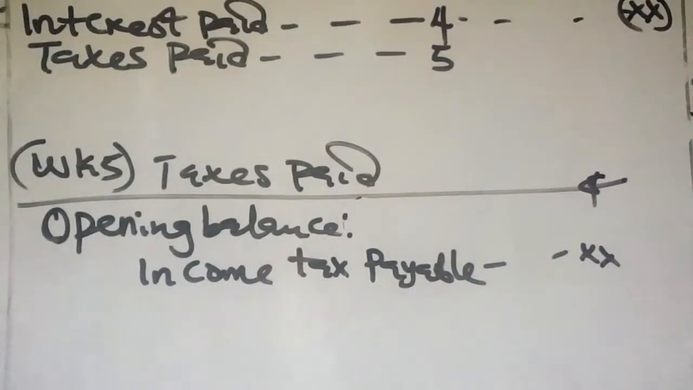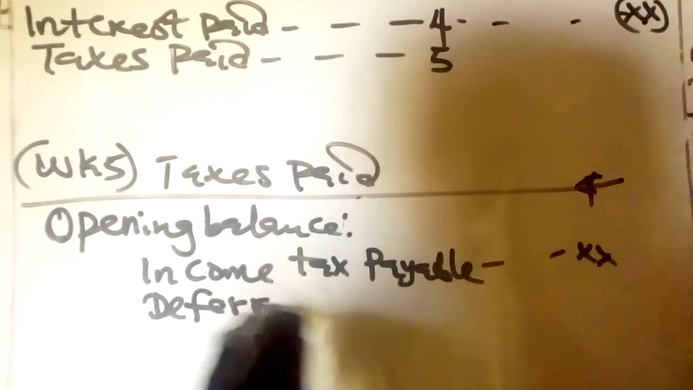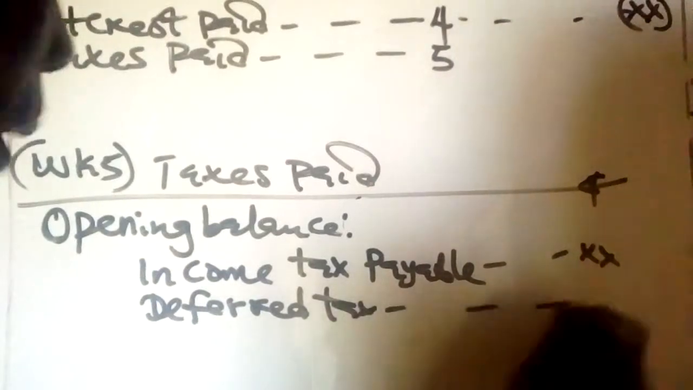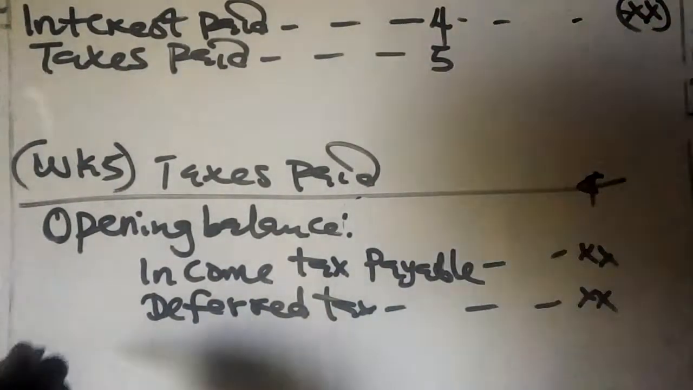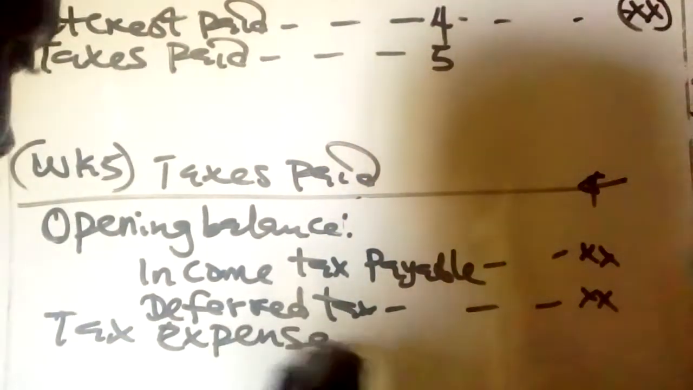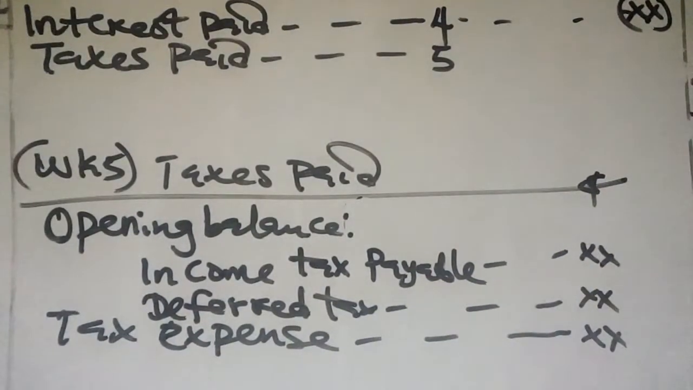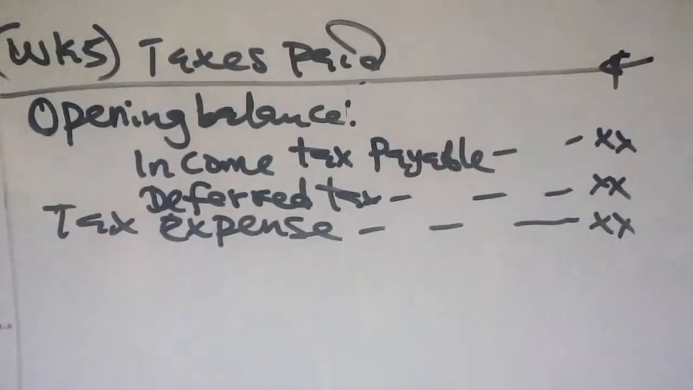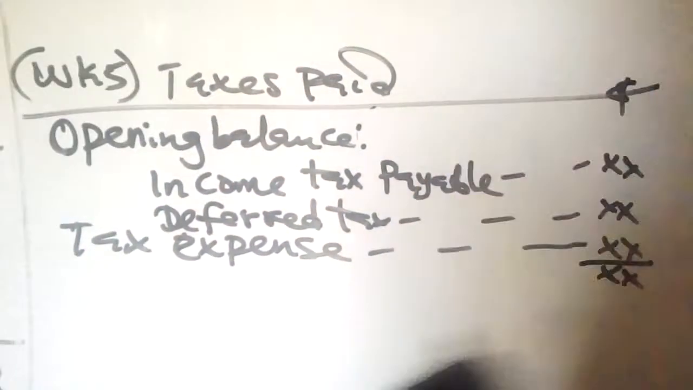I'm talking about its opening balance. Then that of deferred tax, the opening balance under non-current liability. Then you have tax expense, the amount of tax that was expensed in the statement of profit or loss. Then you sum up this. You have this as the total.